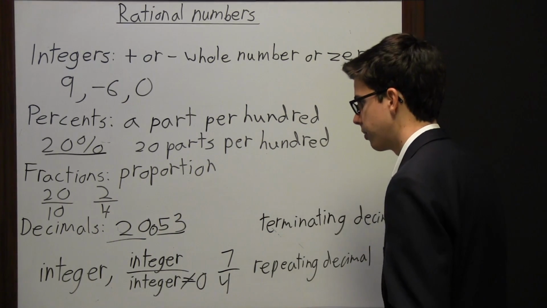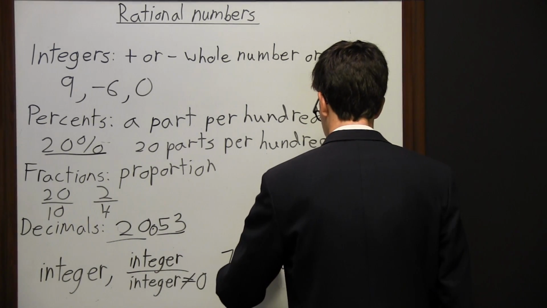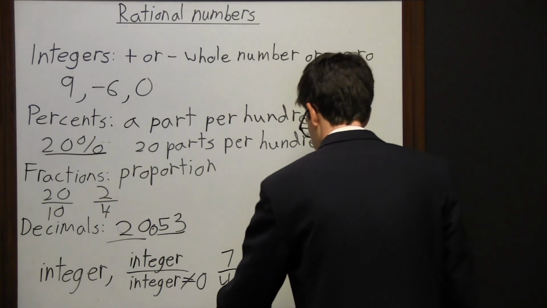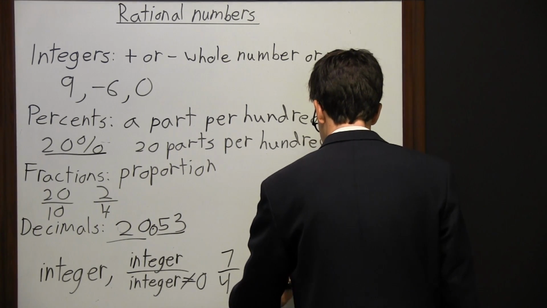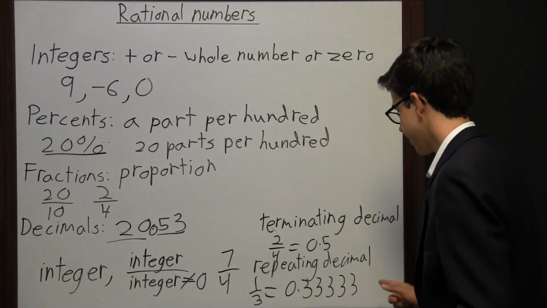So an example of a terminating decimal would be something like 2 divided by 4. From that you get 0.5. It ends right there at the 5. For a repeating decimal, you do 1 divided by 3 and you get 0.3333. It goes on forever. But notice we're getting the same number every time.